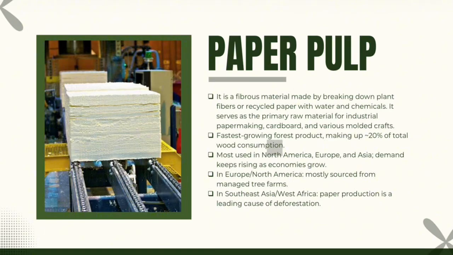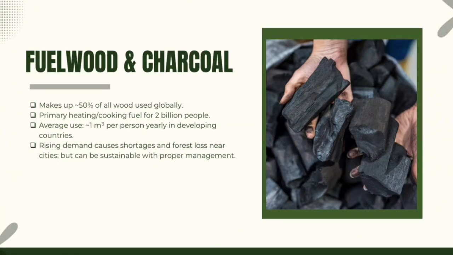We also see differences in where it comes from. In Europe and North America, pulp mostly comes from carefully managed tree farms, so they can grow more trees again later. But in places like Southeast Asia and West Africa, making paper pulp is one big reason why forests are being cut down. It shows that how we get this material can affect our nature very differently depending on where we are. Another product that we get from our forests is fuel wood and charcoal.